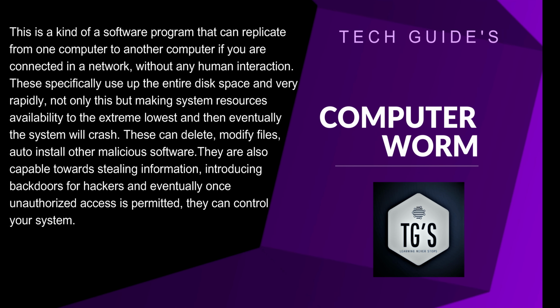The first is a computer worm. This is a kind of software program that can replicate from one computer to another if you are connected in a network. It does not even require any human interaction. These specifically use up the entire disk space very rapidly. Not only this, but it reduces system resource availability to the extreme lowest, and then eventually the system will crash.